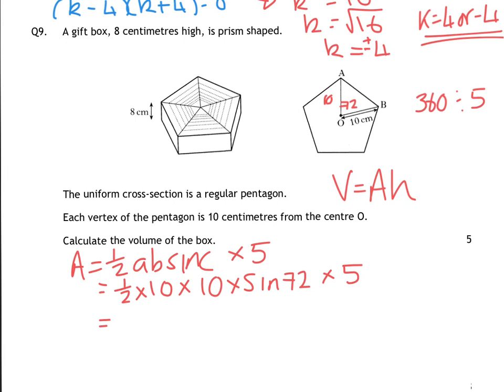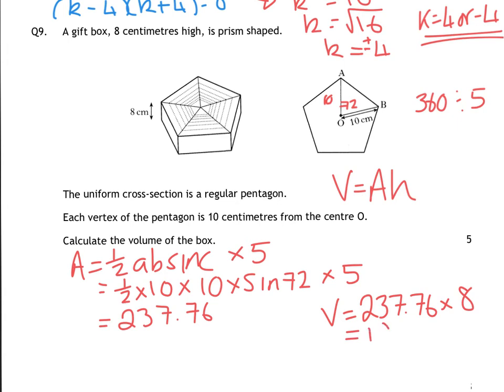You have an answer of 237.76. So the total volume of the shape is 237.76 for your area times the depth of 8. Now I'm using the exact answer that was still on my calculator screen, and you get 1902.11 centimetres with a 3 because it is volume. Okay, so it's area of a triangle, 5 of them because it's a pentagon, times it by the depth to get the volume.